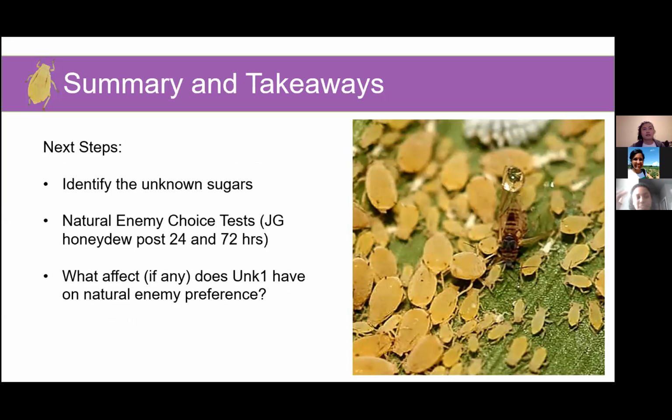First, I need to figure out what that sugar is, what's going on there. And second, I want to conduct some natural enemy choice tests, especially in Johnson grass honeydew for 24 hours and 72 hours, which will hopefully let me see if there's any effect of this unknown sugar on natural enemy preference.